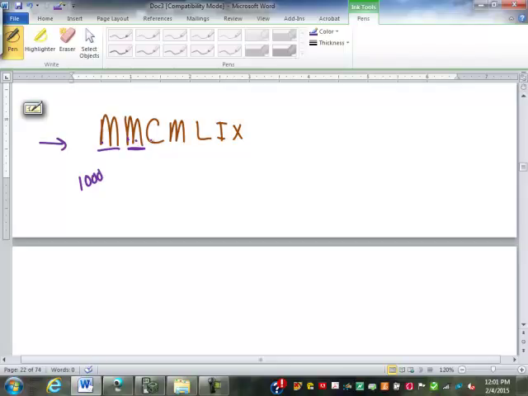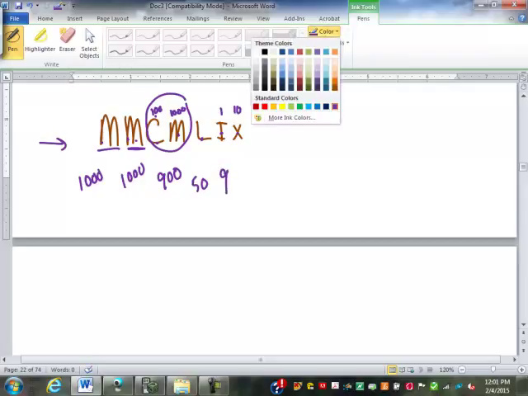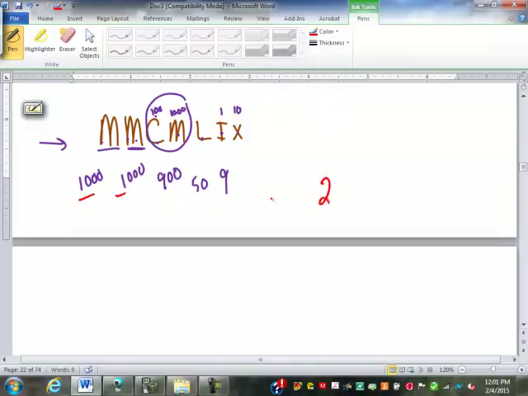This M, we look, the next symbol is smaller, so we're good. That one's worth 1,000. This C, we look at the next symbol, however. C, of course, is 100, and M is 1,000. The symbol after the C is a larger symbol, so that means we have to use those two together and subtract. 100 taken away from 1,000 is 900. Looking at the L, I is the next symbol, which is obviously smaller, so the L is just 50. The I, the next symbol is an X, which is bigger, so this is 1 taken away from 10, or 9. And now we combine this all together: 2,959.